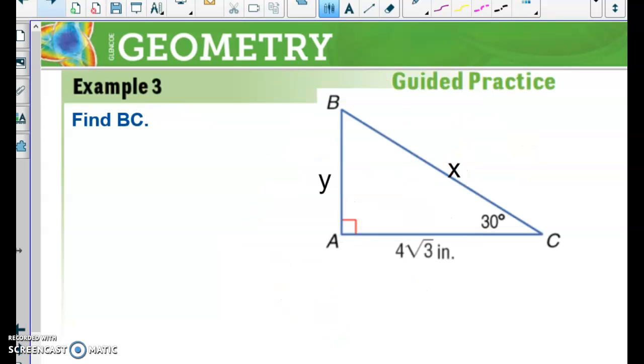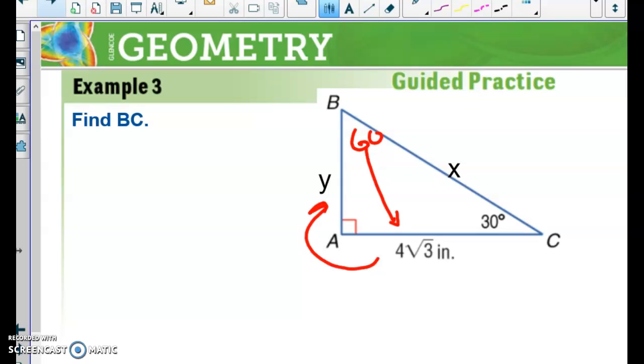So on this one, I'm given the long leg. So I'm going to go from the long leg to the short leg first. We never go from long leg to hypotenuse, because what do you multiply to go from the square root of 3 of a ratio to a 2 of the ratio? I know how to get from 2 to 1, and I know how to get the square root of 3 to 1, but I don't know how to get from square root of 3 to 2.